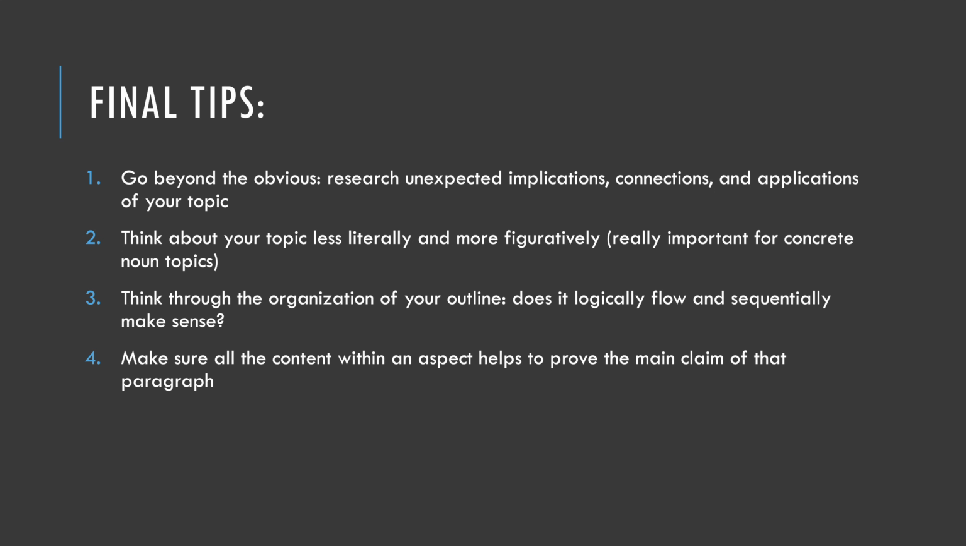Fourth, make sure all the content within an aspect helps to prove the main claim of that paragraph. Let me repeat this fourth one because I see a lot of underclassmen expositors really struggle with this. They'll have an expos, like mythological origins, and then they'll have a point, like we have discussed this topic since mythological times, or ancient times, or in ancient religions, which reveals our innate obsession with the topic. And then they'll just have random facts about mythology that don't help to prove that we've had an innate obsession with that topic.